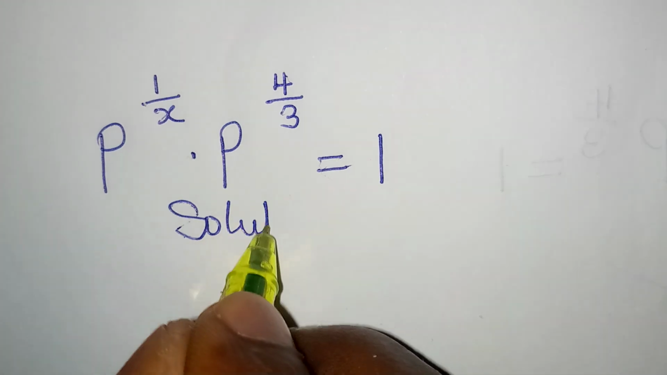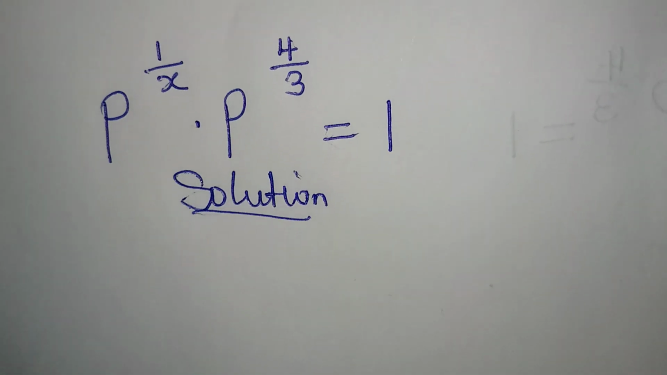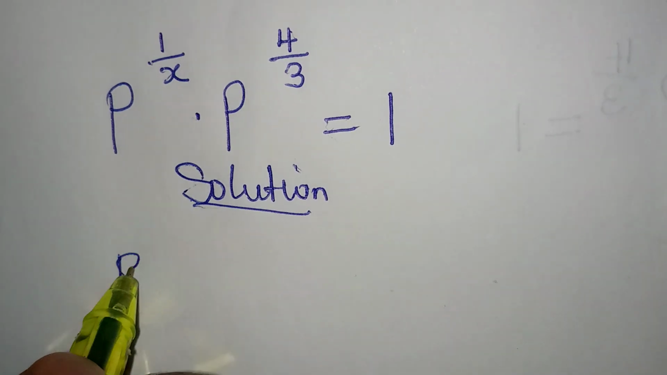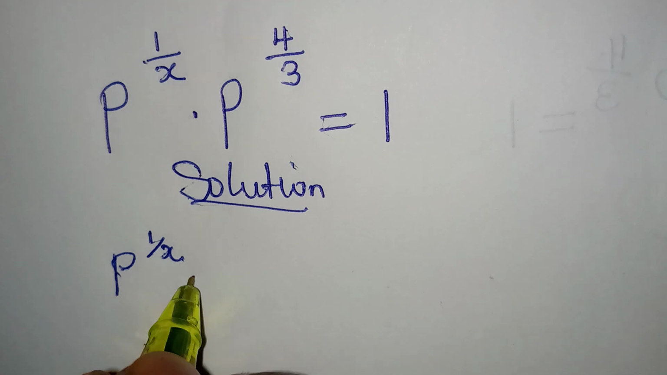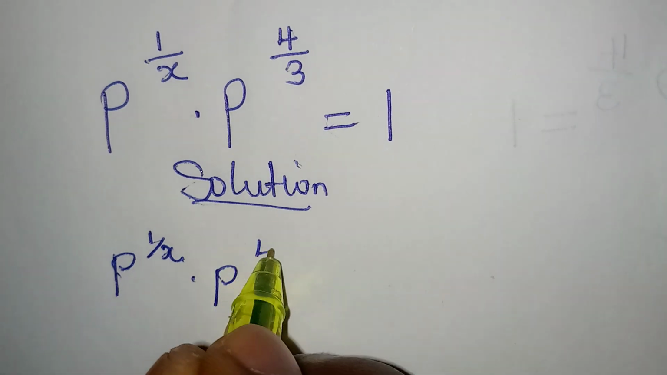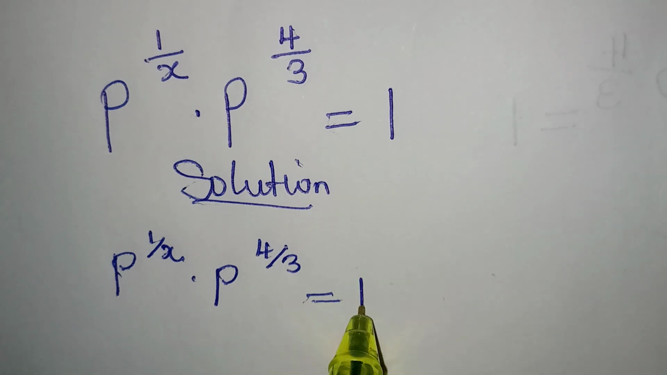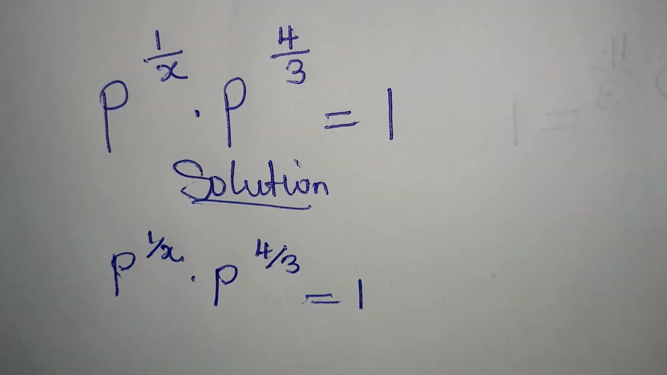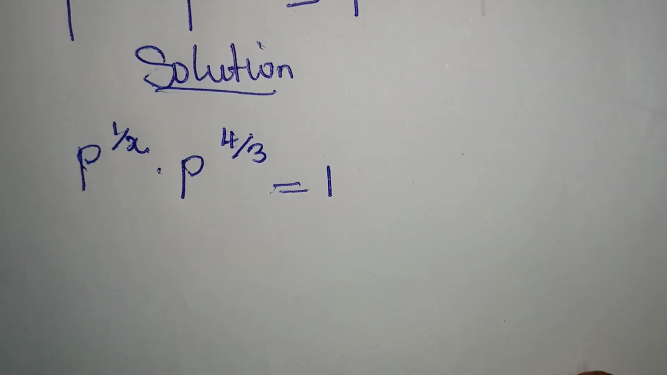Let's provide the solution to this problem. P to the power of 1 over x multiplied by P to the power of 4 over 3 equals 1. I can do this in two ways. Okay, let's look at the first way.